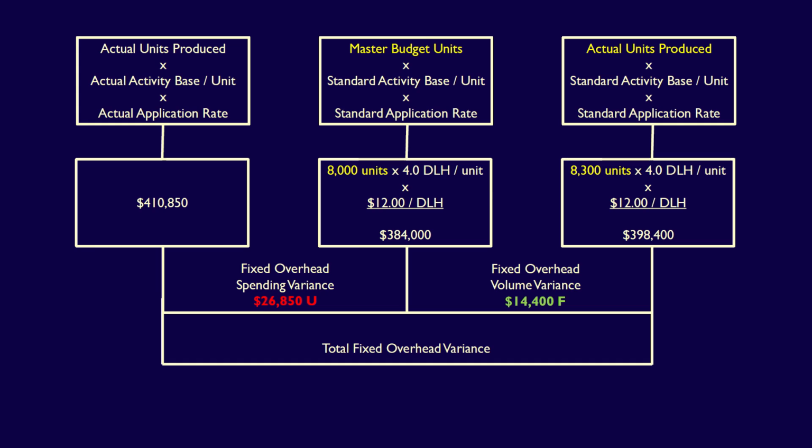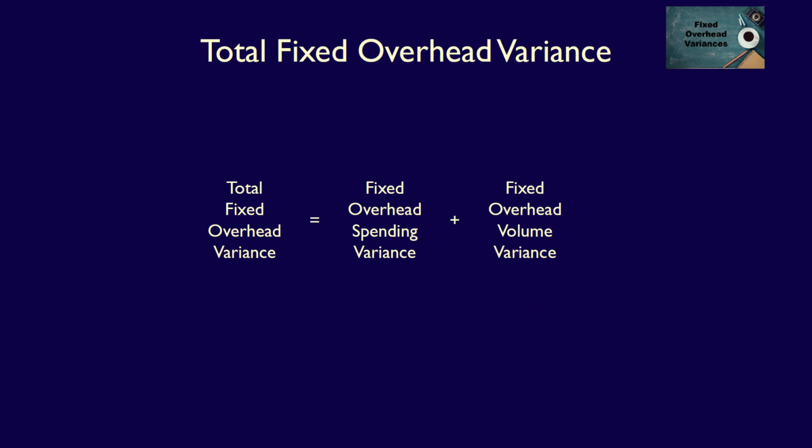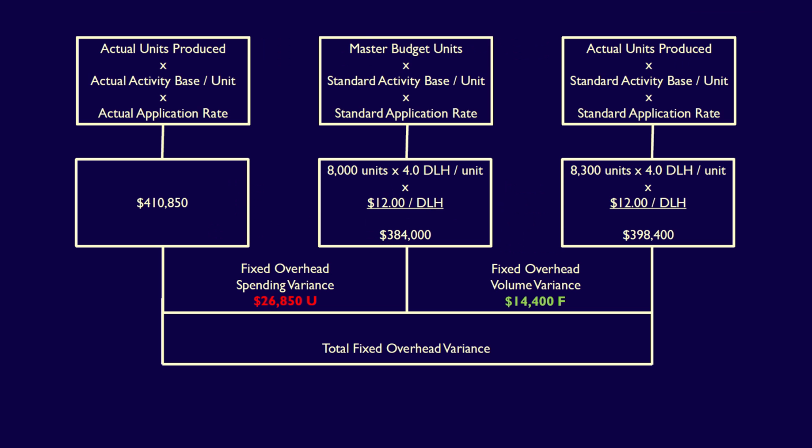Now that we have both of these variances, we can calculate the total fixed overhead variance, which is the spending variance plus the volume variance. Since the two variances are moving in the opposite direction, we need to take the difference between the variances, deducting the smaller number from the larger number. $26,850 unfavorable less $14,400 favorable is a total fixed overhead variance of $12,450 unfavorable. This means that the unfavorable spending variance was partially offset by the favorable volume variance, but in the end, the unfavorable variance dominates, with the total unfavorable variance of $12,450.